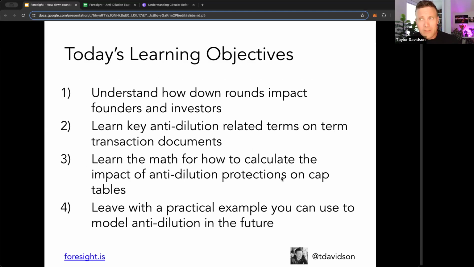So core learning objectives today: go through and understand how down rounds impact founders and investors, go through the key anti-dilution concepts and terms, and a couple of examples of how I've actually seen the documents, go through the math and how documents and terms turn into math, and then leave with a practical example in a worksheet.